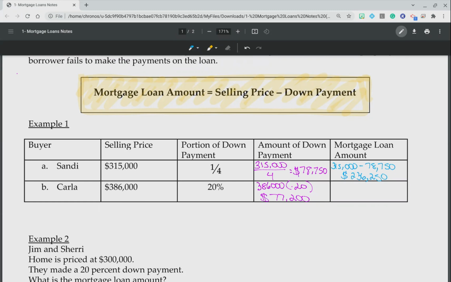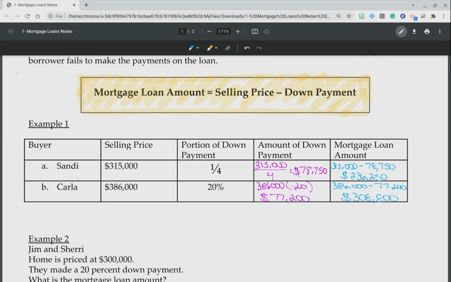All right, so again, that's money that she's already paid for on the house. So she's not going to have a mortgage loan for that money she already paid. So you're going to take the selling price of the house and subtract your down payment, just like we did before. So Carla is taking out a mortgage loan for $308,800. Okay, so that's how you figure out your mortgage loan. You take the amount that the house was selling for and subtract the down payment.